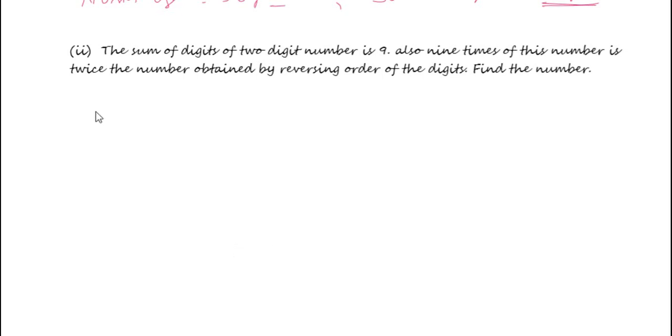Let the first digit be x and the second digit be y. It says the sum of the two digits is 9. That means x plus y equal to 9. This itself is equation 1.